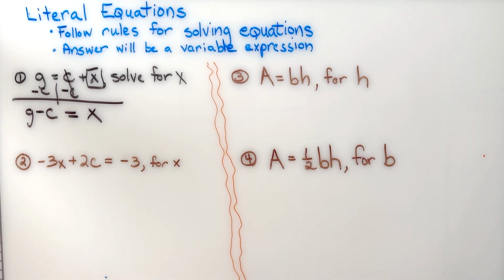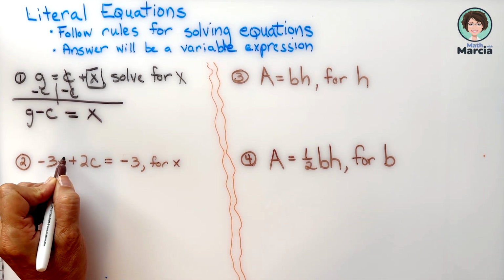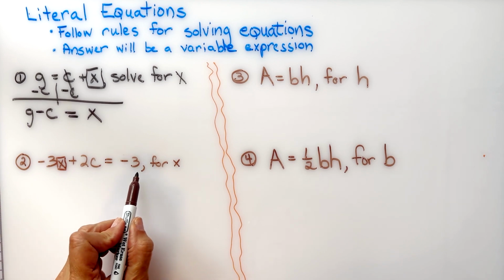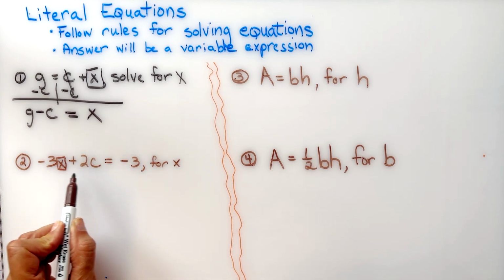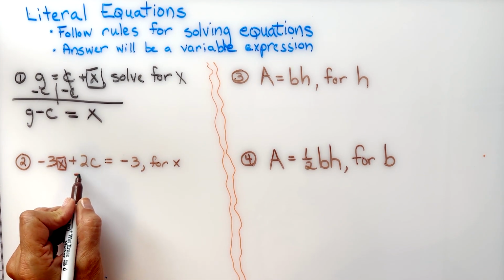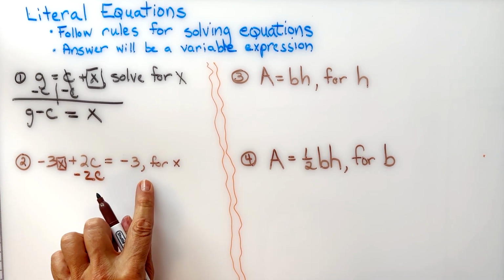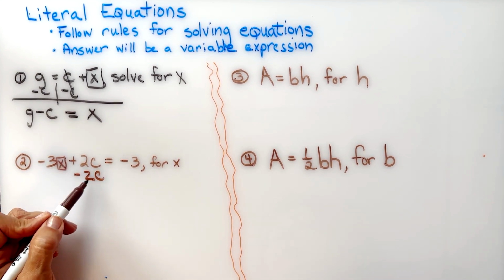So number 2 is a little bit more complicated. Again, they want us to solve for x. So that means we must get the x alone totally. So our answer is going to be x is equal to a variable expression. So looking at this equation right here, I know that I have to move the 2c to the other side of the equation. So I need that pair of opposites.